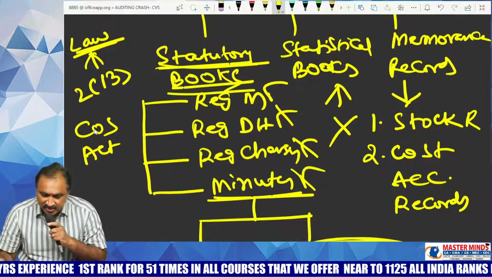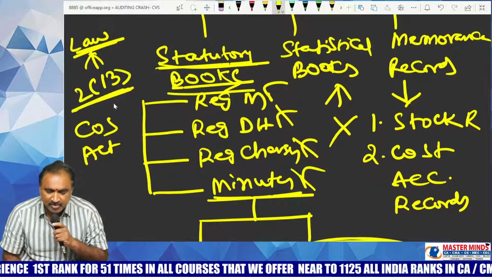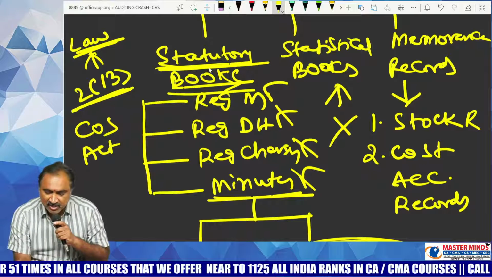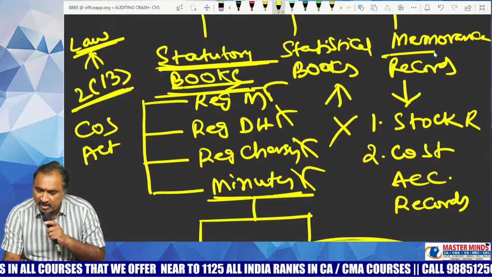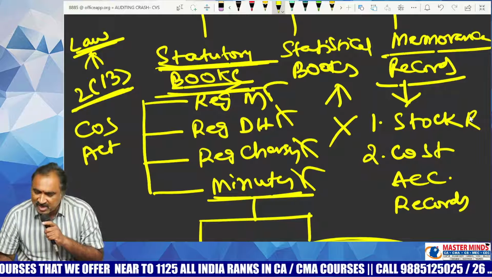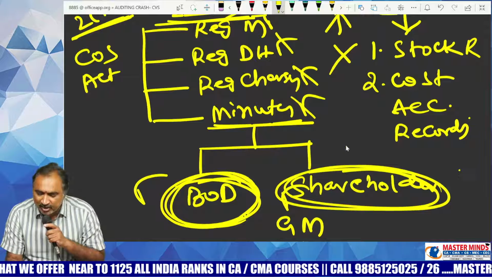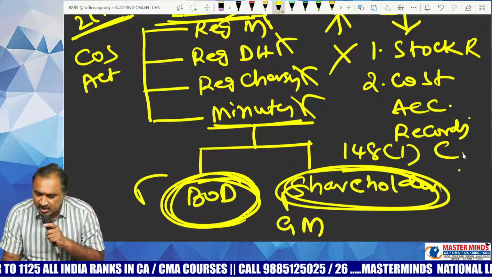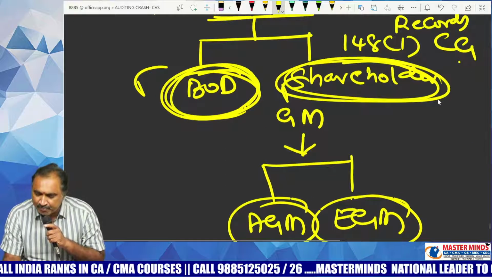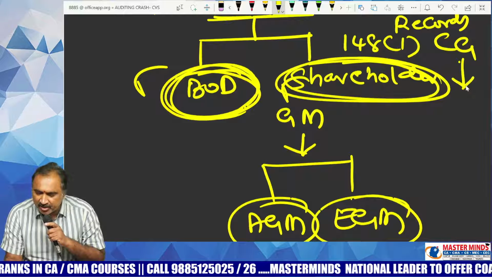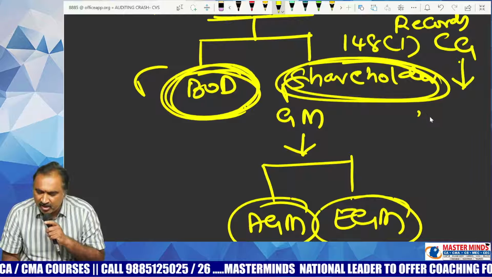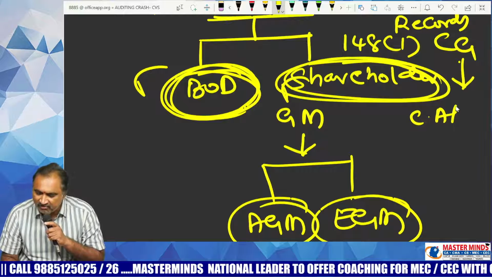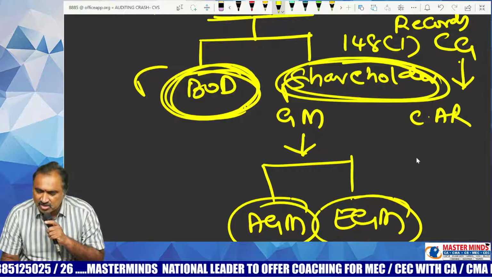That is the reason why I said that the books being maintained by the company under section 2 subsection 13 of the Companies Act can be accessed by the auditor, apart from any other statutory book maintained by the company. And the term memoranda records includes stock records as well as cost accounting records. I already explained that according to section 148 subsection 1 of the Companies Act, sometimes the central government may direct a company to maintain cost accounting records apart from maintaining financial records. In that case, the company is under obligation to maintain both financial records as well as cost accounting records.